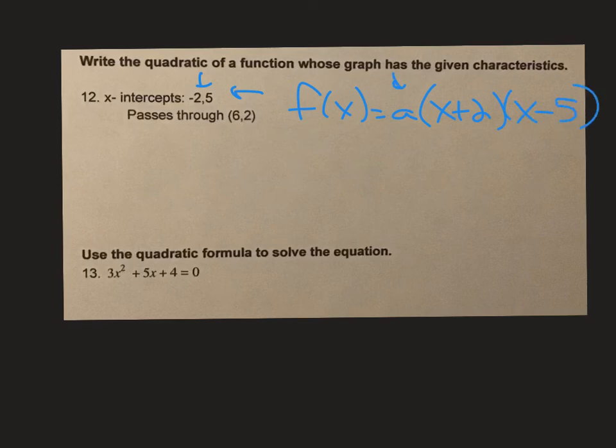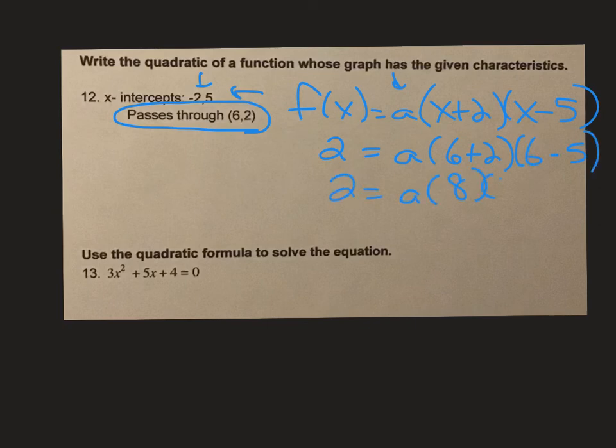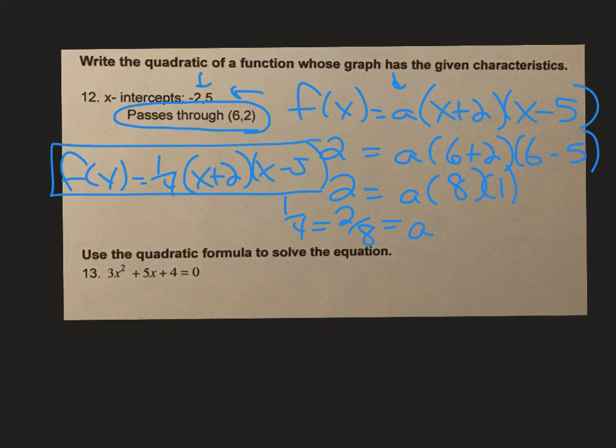What I have to do now is find the a. And I'm going to do that by using this point right here. Why does it pass through 6, 2? Because it works. So I'm going to put the 2 in for the y and the 6 in for the x's, just like that. When I do that, I get 2 equals a, that's 8, and that's 1, so it's really 8a. If I divide both sides by 8, I get 2 8ths, which is really 1/4. So my final answer is going to be f of x is 1/4 times x plus 2, x minus 5. That's the factored form, or the intercept form, however you want to call it.